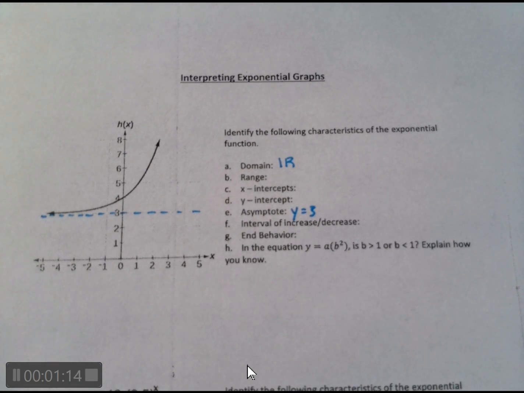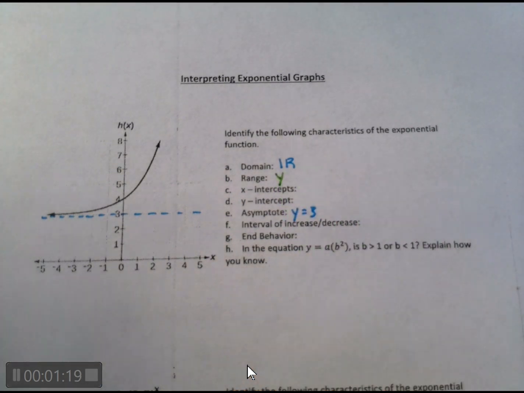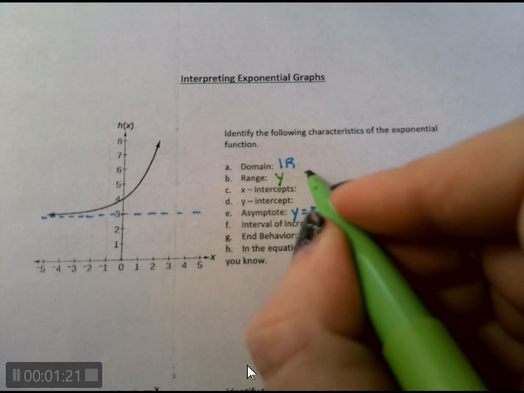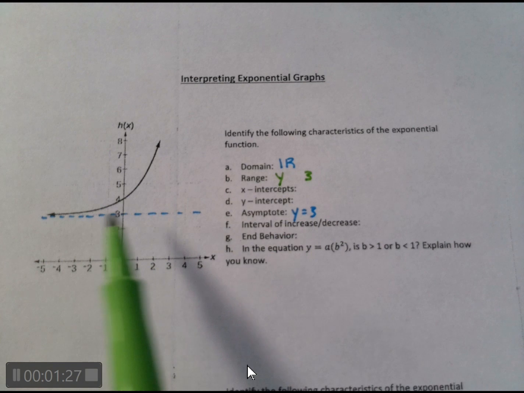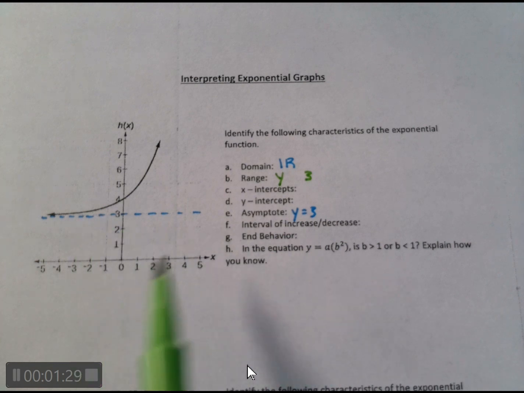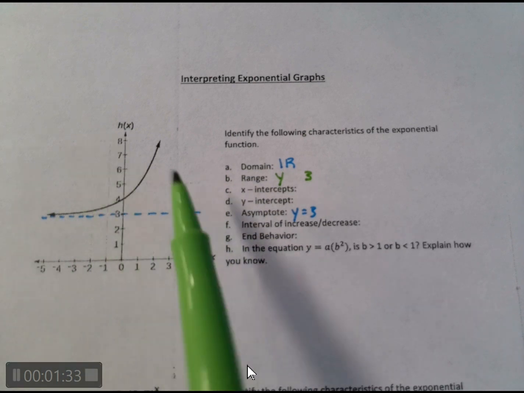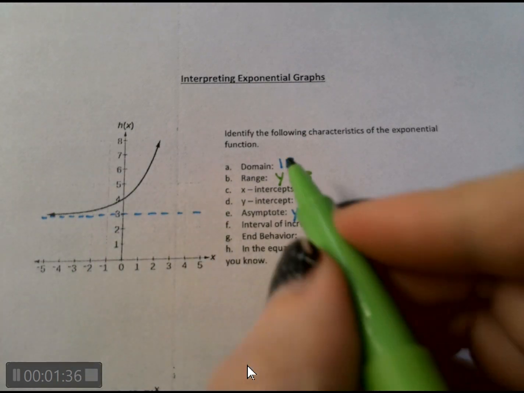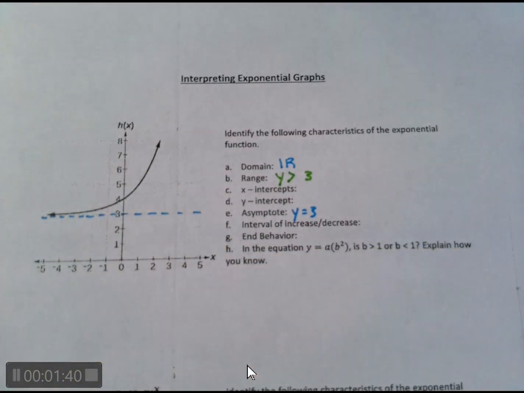And then we can talk about our range. We know it's going to deal with y. We know we're going to have a 3. So all we have to do is say if y is greater than our asymptote or less than our asymptote. So what is it, less than or greater than? It's greater than, because our entire graph is above our asymptote.